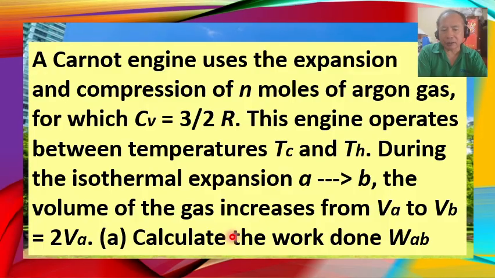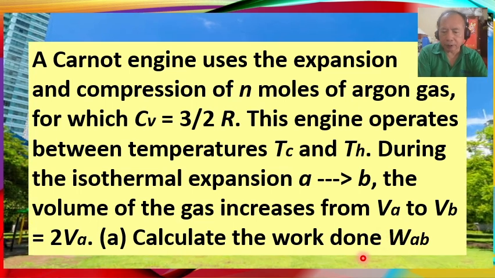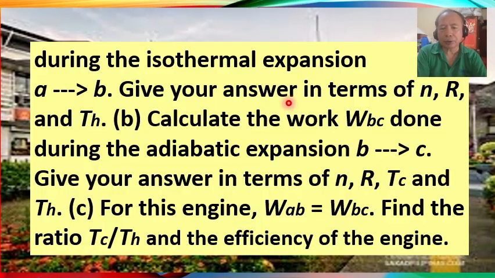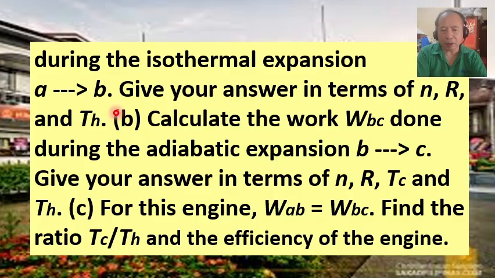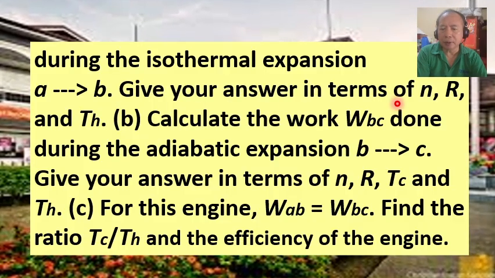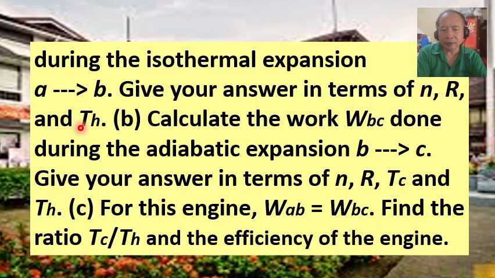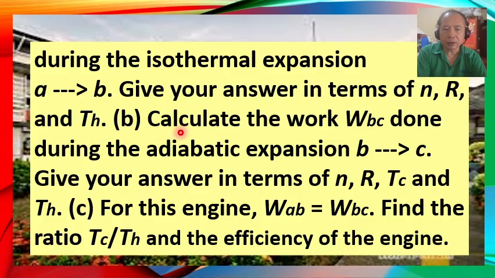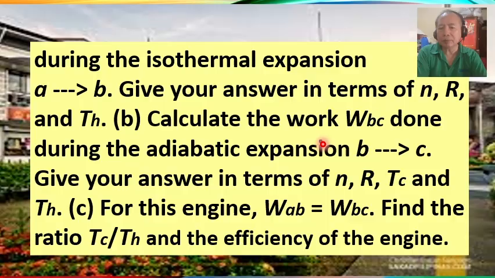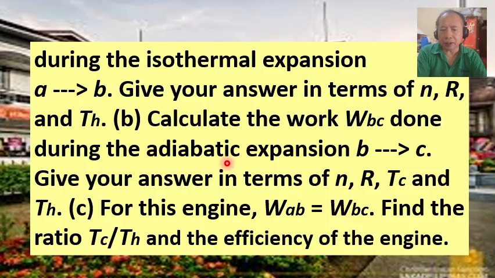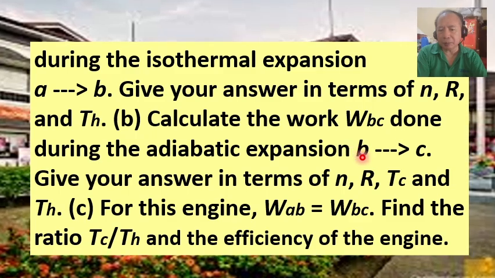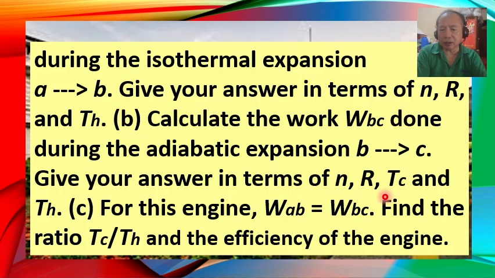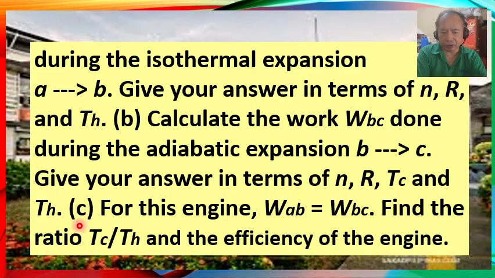Question letter A. Calculate the work done, W sub AB, during the isothermal expansion from state A to state B. Give your answer in terms of small n, big R, and the temperature capital T sub H. Question letter B. Calculate the work done, W sub BC, during the adiabatic expansion from state B to state C. Give your answers in terms of small n, capital R, capital T sub C, and capital T sub H.